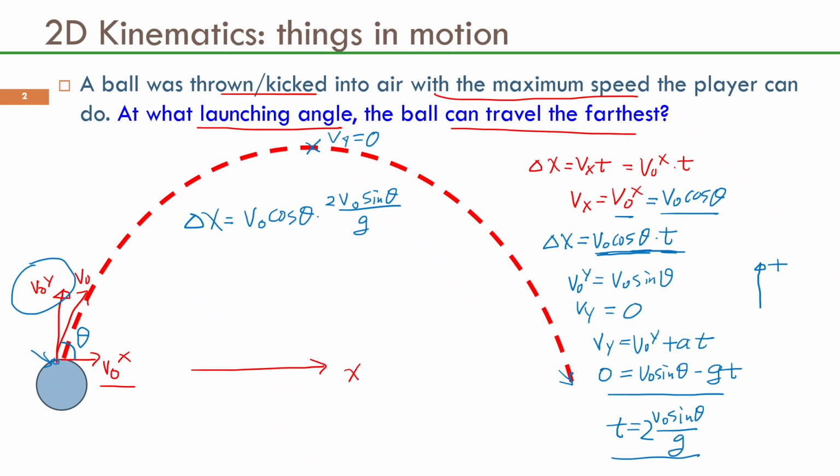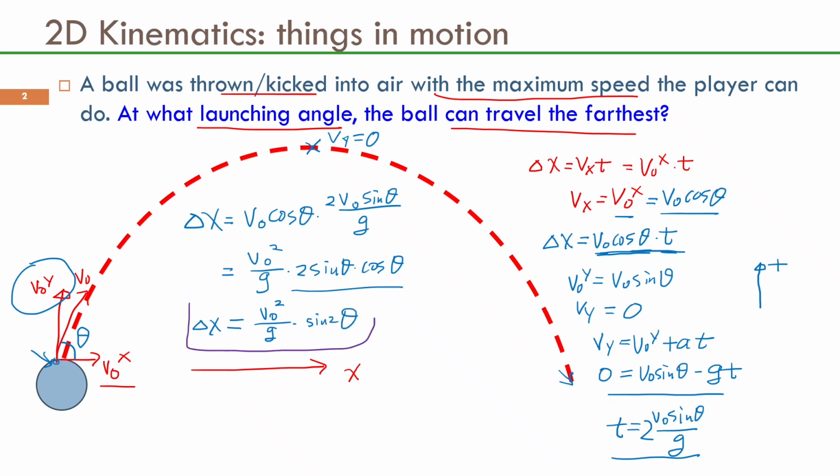My range x equals v0 cosine theta times 2 times v0 sine theta divided by g. If I simplify this, I get v0 squared divided by g times 2 times sine theta times cosine theta. And if you remember what you learned in trigonometry, you can simplify this: your range becomes v0 squared divided by g times sine 2 theta. This equation is very important because it tells you your range is only determined by your initial velocity and the launch angle.